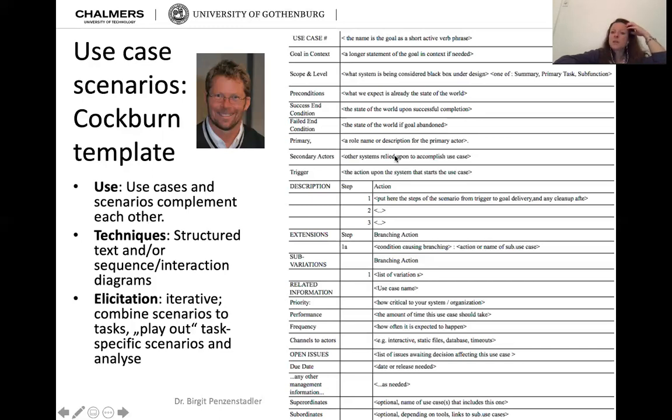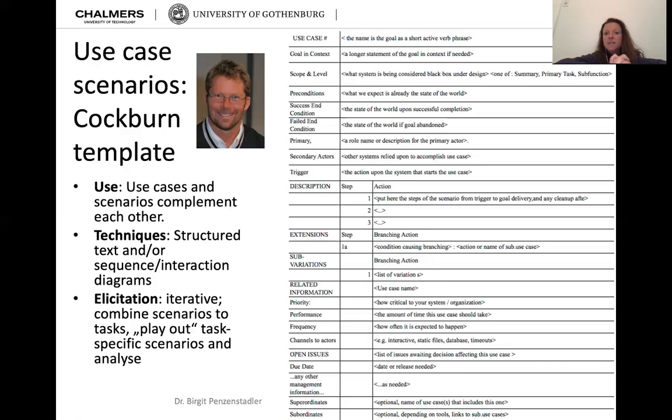So scope and level. There are several options here for what the system is being, what the black box part is. So am I talking about summary use cases for the entire system? Am I talking primary tasks? Or am I talking small subfunctions of the system? How big is my scope? And then we talk about preconditions. What we expect is already the state of the world. For example, user is already logged in.